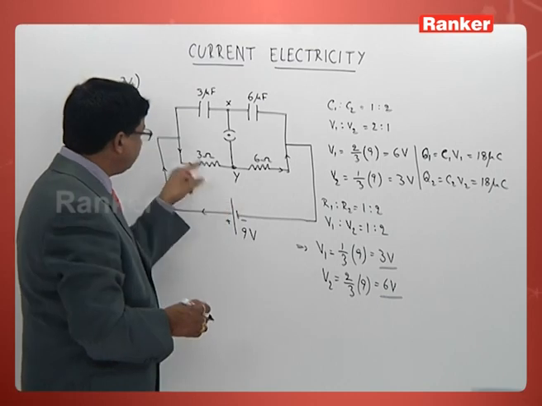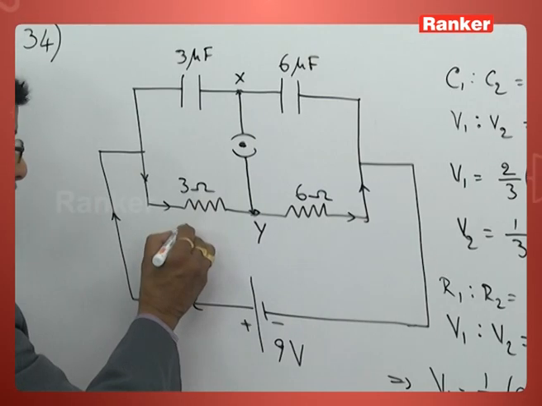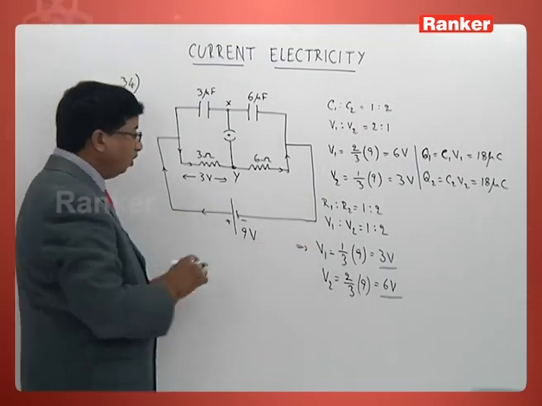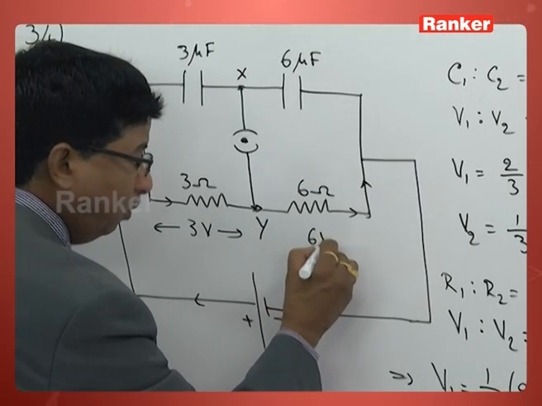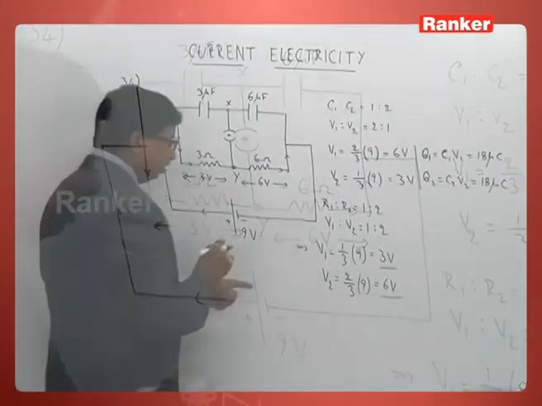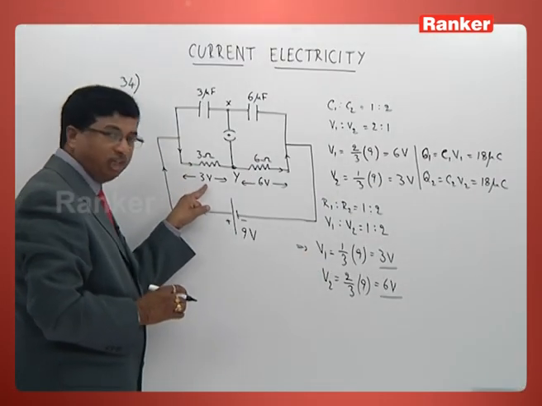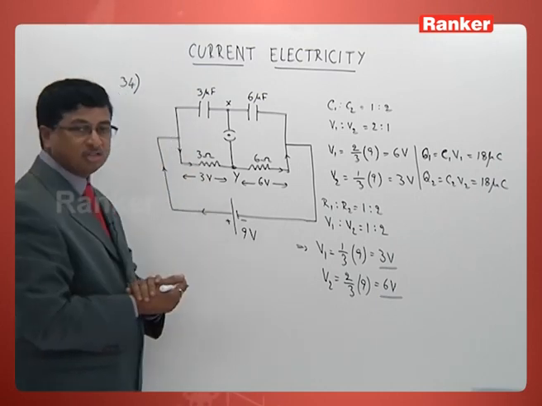What is the PD across the first one now? It is now 3 volt. That is what we have calculated. What is PD across the second one now? It is now 6 volt. That also has been calculated. So according to this 3 volt, it gets some charge.